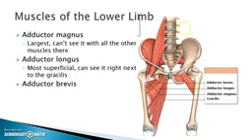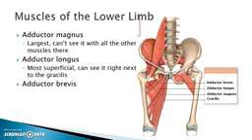Here we can actually see that iliopsoas again. You can see how it attaches to the spine here and the anterior surface of the ilium, and they come together and attach here at the lesser trochanter of the femur. So this together is called the iliopsoas muscle.